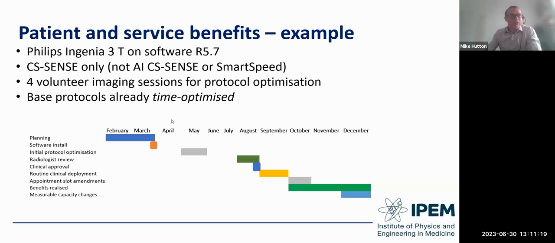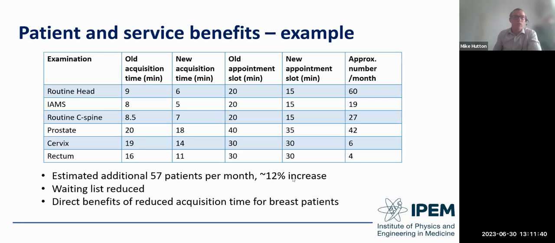The diagram on the bottom is just an overview of the process we went through. The key points here are: software was installed in March. We did the optimization work with the volunteer sessions in May, and then by around September, October time, these protocols were in routine clinical use, and the department were starting to benefit from the reduced acquisition and appointment slot times. Then looking at the core set of protocols that were optimized during this process initially.